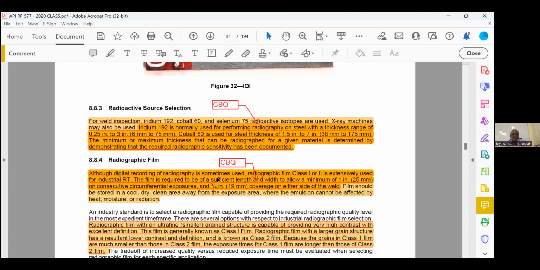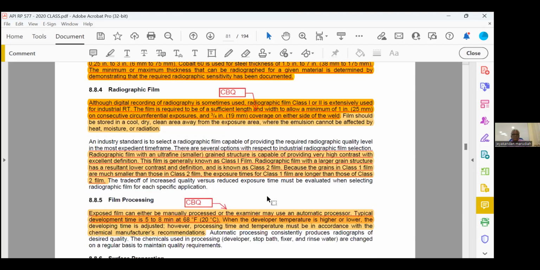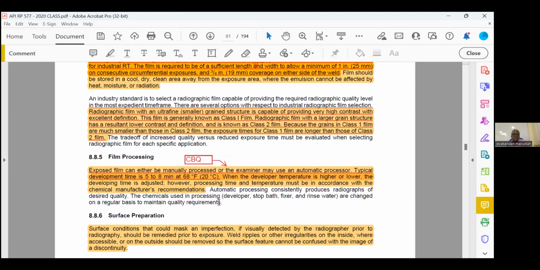Although digital recording of the radiograph is sometimes used, radiograph film Class 1 or 2 is extensively used in industrial RT. The film is required to be of sufficient length and width to allow minimum 1 inch overlap on consecutive circumferential exposures and 3/4 inch on either side of the weld. That is closed book question. And film processing, this is again closed book. Exposed film can be processed either manually or automatically. Typical development time is 5 to 8 minutes at 68 degrees Fahrenheit.